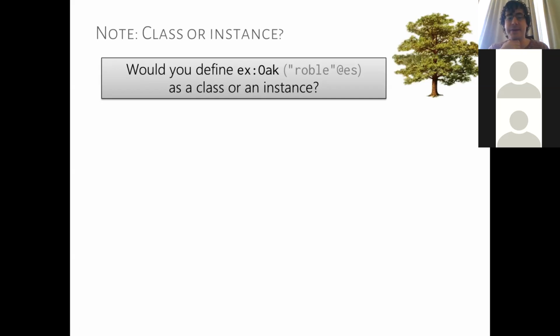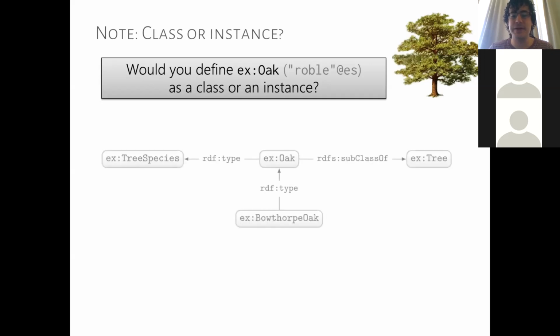Yeah, so completely agree. So for the American oak, I wouldn't say it is an oak. I would say it's a subclass of oak, right? So to give an example, there's this famous oak tree called the Bowthorpe oak. I think it's a very old oak tree in England or somewhere. So this is a specific tree, right? So this specific tree is a type of oak. It's an instance of oak, right?